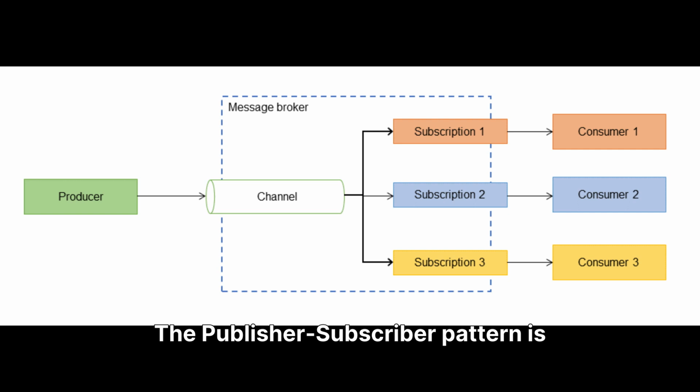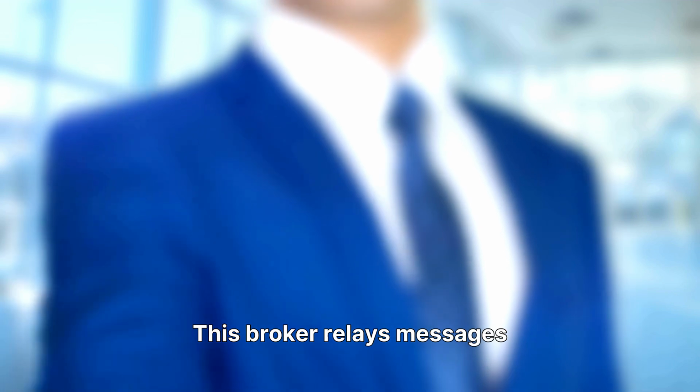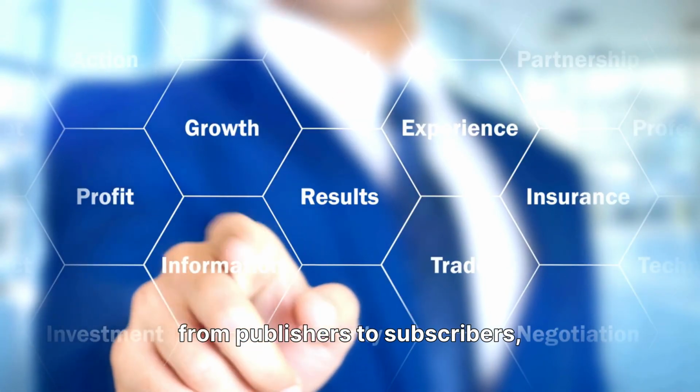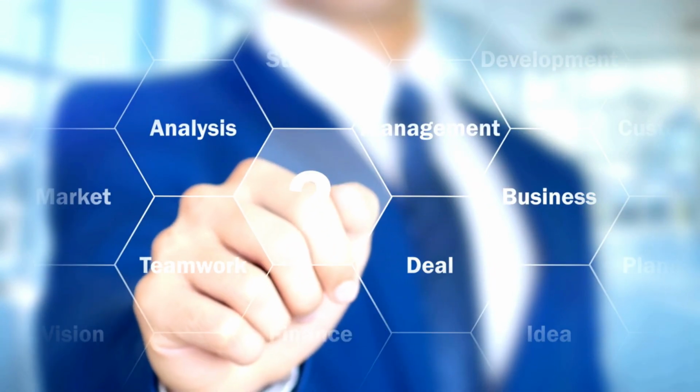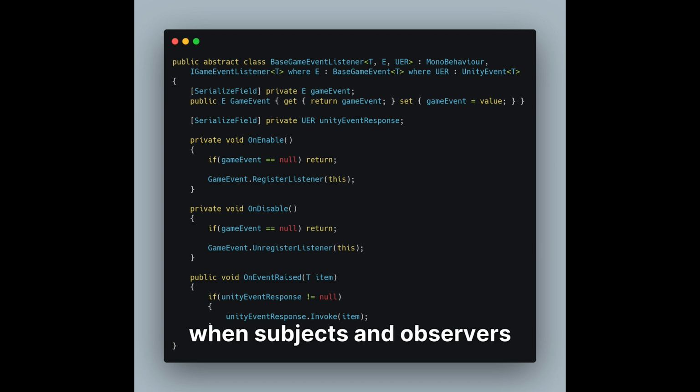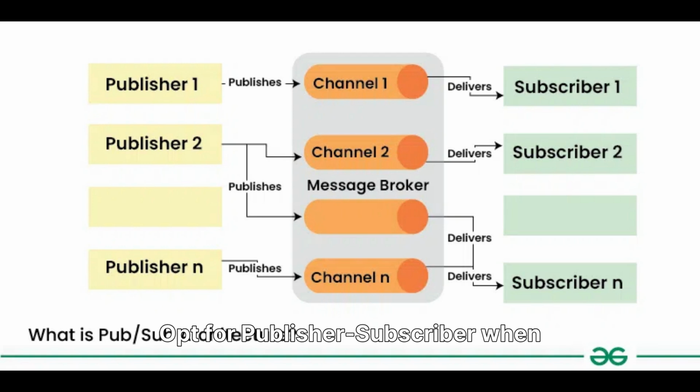The publisher-subscriber pattern is closely related but introduces a message broker or event bus. This broker relays messages from publishers to subscribers, providing even looser coupling than the direct observer pattern. Use the observer pattern when subjects and observers have a direct relationship and frequent communication is needed. Opt for publisher-subscriber when high scalability and extremely loose coupling are required, often with components having no direct knowledge of each other.